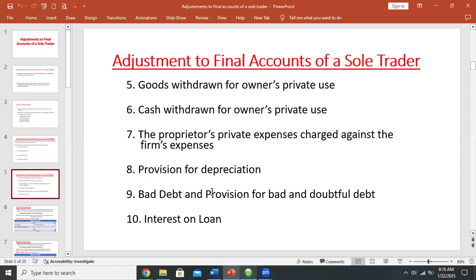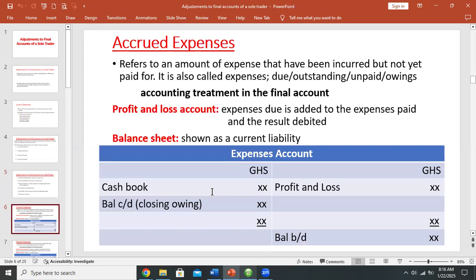So one, we need to know what each of them is, as in what they mean, and then how they are effected in the final account. So please, professors, pay rapt attention. If you have any question at any point, draw my attention to it. The first one, accrued expenses. Prof. Dameki, if you can read for us, accrued expenses.